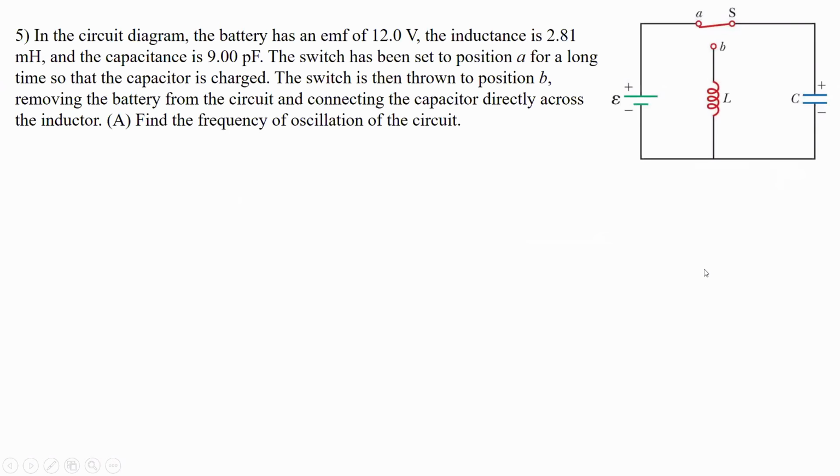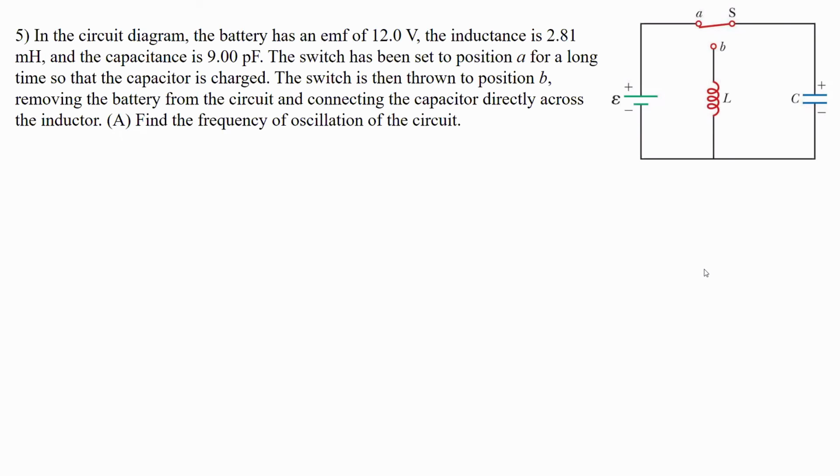All right, so now let's look at this LC circuit. Okay, so we have a circuit diagram. The battery has an EMF of 12 volts. Inductance is 2.81 millihenries, and the capacitance is 9 picofarads. The switch has been in position A for a long time, so the capacitor is fully charged. In other words, it's 12 volts across the capacitor. The switch is then moved to position B, removing the battery from the circuit and connecting the capacitor directly across the inductor. So the question is, what is the frequency of oscillation for this circuit when this happens?